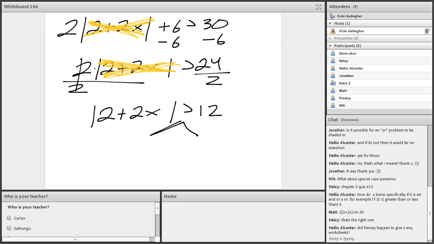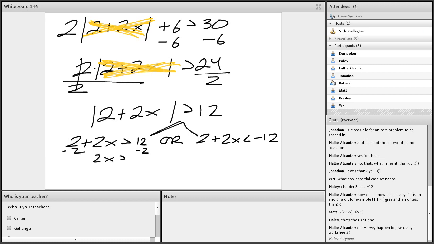And so once that happens, here is where you can split this and make it 2 separate problems. My first problem would be 2 plus 2x greater than 12, or, and then my second problem would be 2 plus 2x less than negative 12. And then we would go from there. Make sure to write the word as part of your answer.